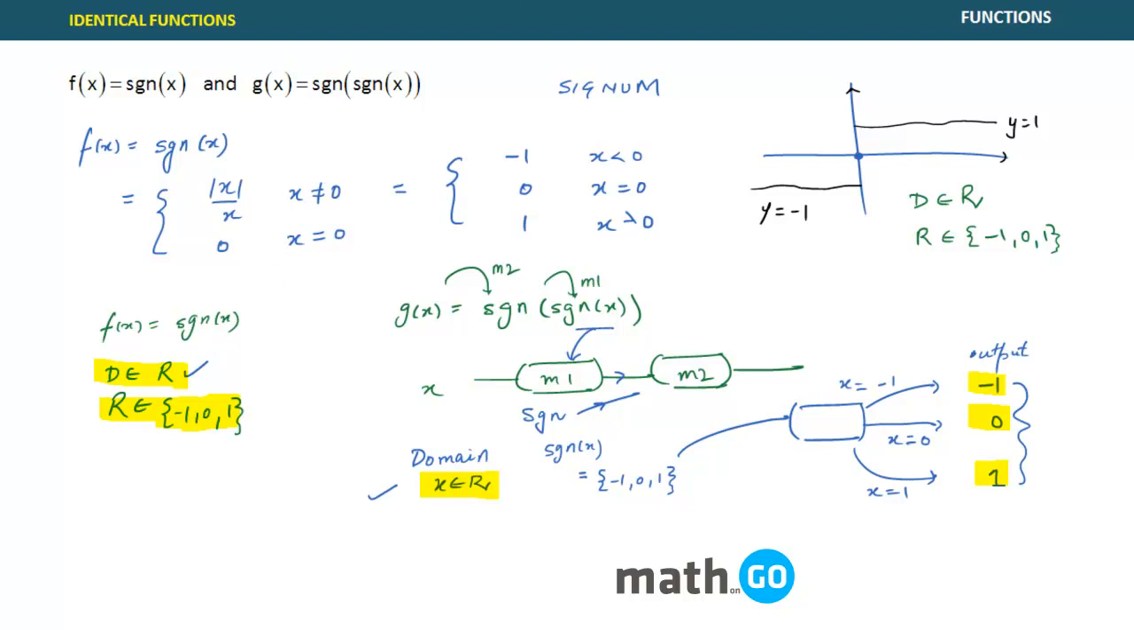So for example, if I put x equal to 5 on both these sides, we know that for x equal to 5, f is going to return for sure 1. So see how this works. If you put x equal to 5, machine 1 will return for g, M1 will return what? 1. Then M2 for 1 will return what? 1 goes to M2, then M2 will return again 1. Same input is giving you same output. That means they are identical. So these two functions are basically identical. I hope the concept is clear.